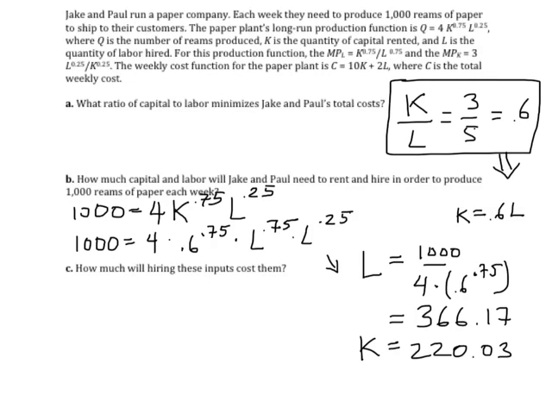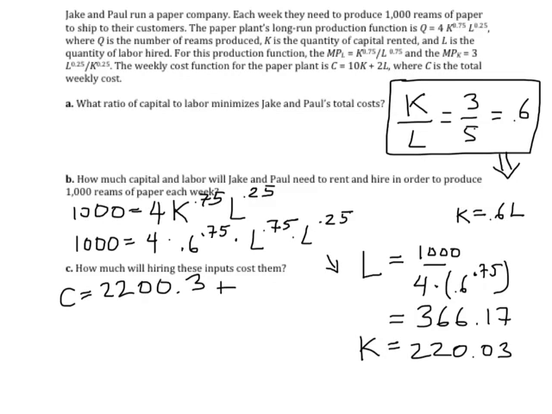Anyway, how much will hiring these inputs cost them? I don't even need a new page here. C is just 10K plus 2L. So 10K, I can even do that in my head. It's 2,200.3. Anyway, I rounded to get my capital, and there it is.